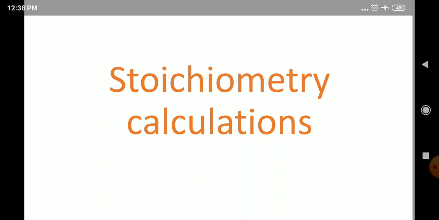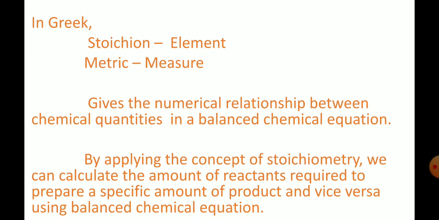Look here. This stoichiometry is a word which is derived from the Greek language. In Greek, stoichion means element and metric means measure. So the measuring calculations about the quantity of elements is called stoichiometry. So it is a Greek word. It is a combination of two words, stoichion and metric. What is meant by stoichion? It means element, and metric in the sense of measure.